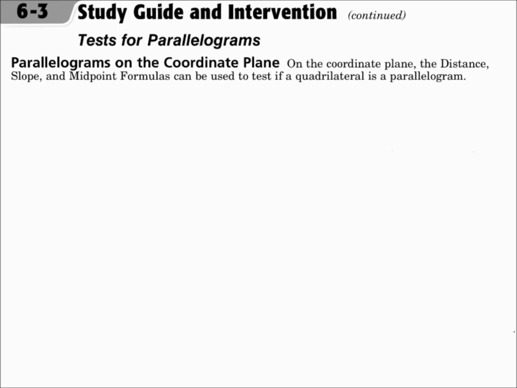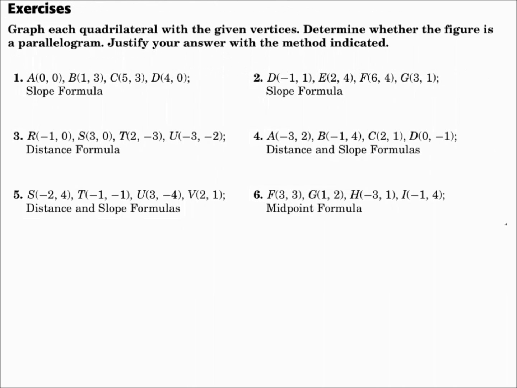Sometimes you work with parallelograms on the coordinate plane. On the coordinate plane, you can do the distance formula to find side lengths. You can do the slope to see if sides are parallel. And you can do the midpoint to see if the diagonals bisect each other. All of these can test to see if a quadrilateral is a parallelogram. Graph each quadrilateral with the given vertices. Determine whether the figure is a parallelogram and justify your answer with the method indicated.